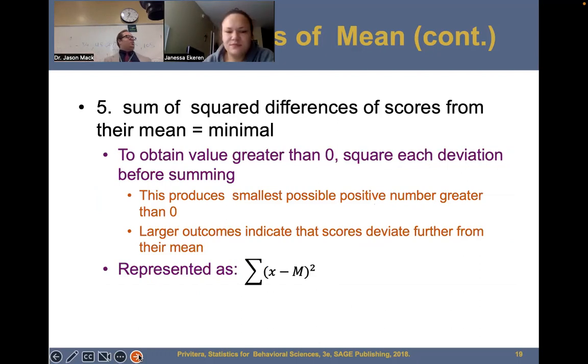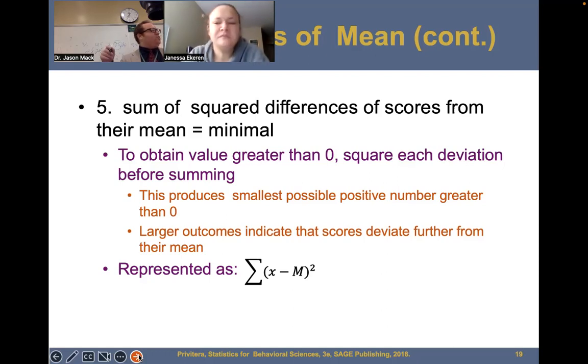So the sum of the squared differences: don't let squaring freak you out. Squaring is just taking the number times itself to the second power. Like 5 squared is 25. That's all we're doing, 5 times 5. The sum of the squared differences of the scores from the mean is minimal. To obtain a value greater than 0, square each deviation before summing. This produces the smallest possible number greater than 0. So the sum of x minus the mean, squared, is the smallest positive number you can get. We'll use this more later.